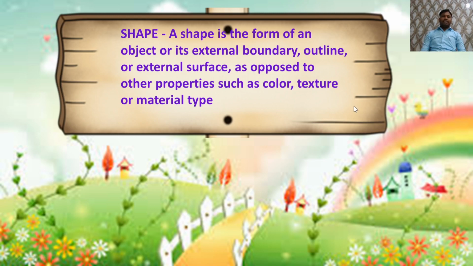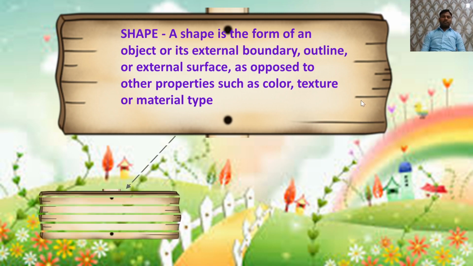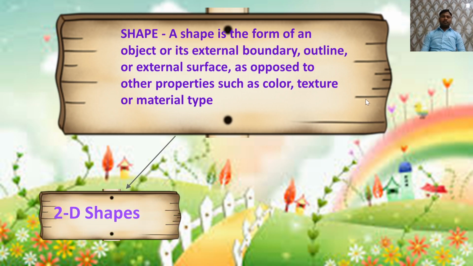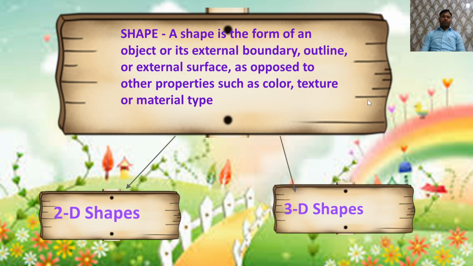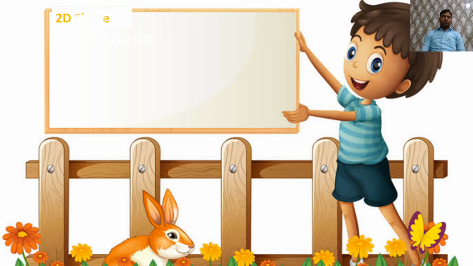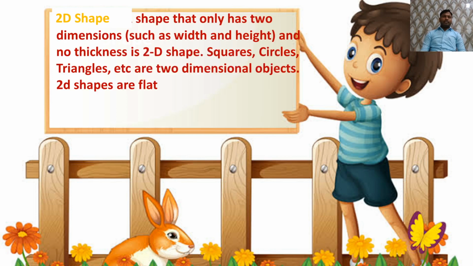Now basically shapes are two types. First is 2D shapes and next is 3D shapes. Now let's learn about the 2D shapes. What are the 2D shapes? A shape that only has two dimensions such as width and height and no thickness is 2D shape. Some examples of 2D shapes are squares, circles, triangles, etc.